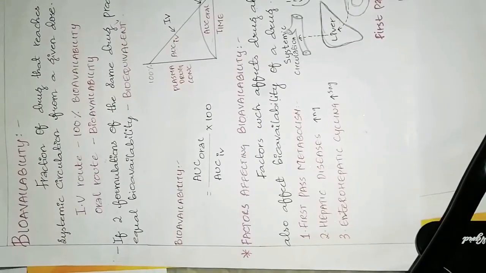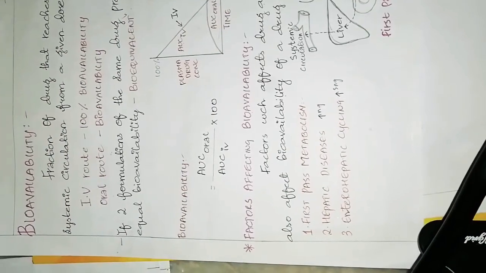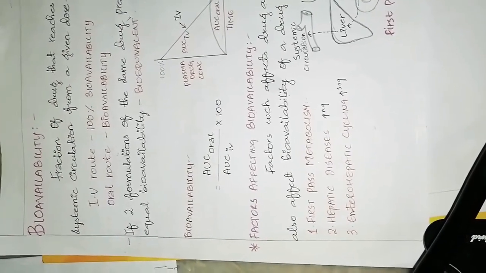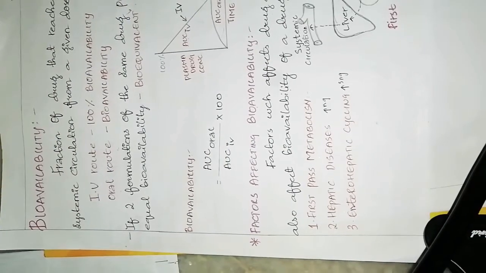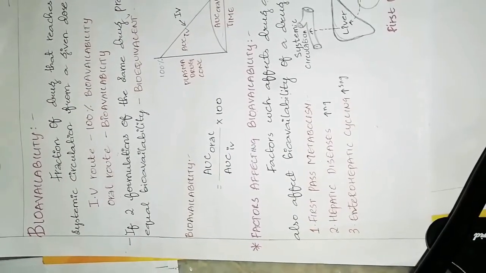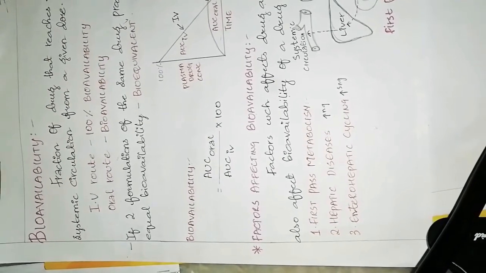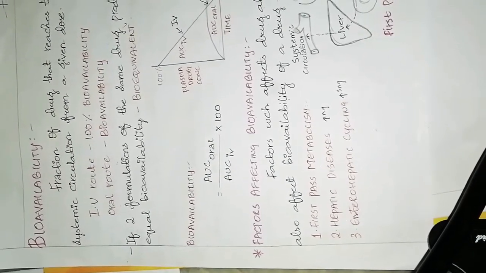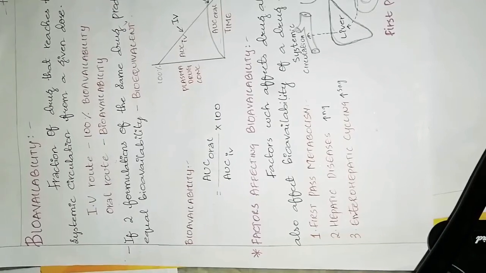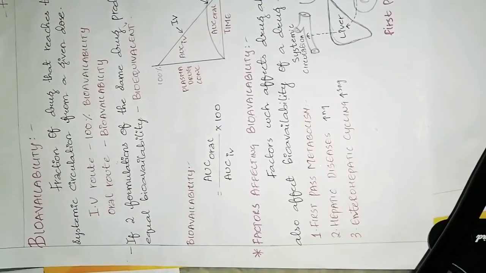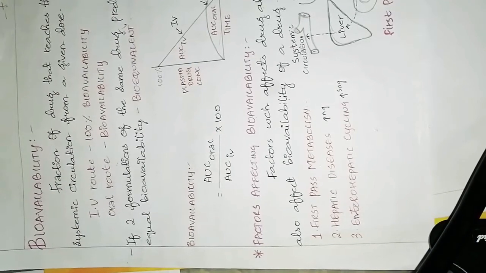Next is hepatic diseases. Hepatic diseases result in decreased drug metabolism, thus increasing the bioavailability of drugs that undergo first pass metabolism. An example for this is propranolol. Enterohepatic cycling increases the bioavailability of drugs. An example for enterohepatic cycling is morphine.